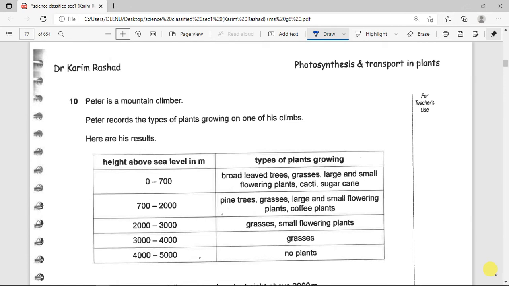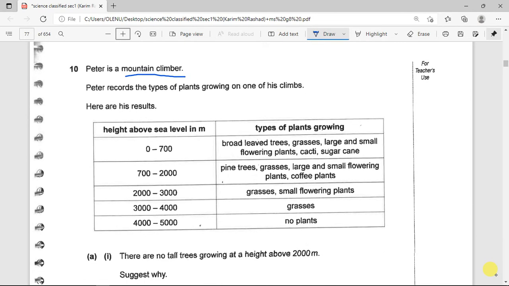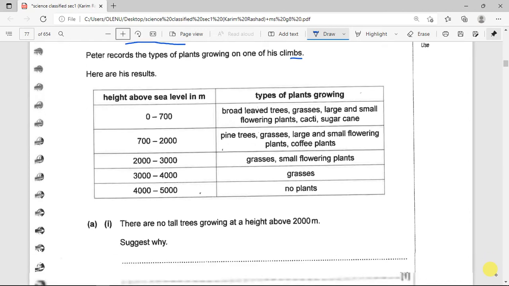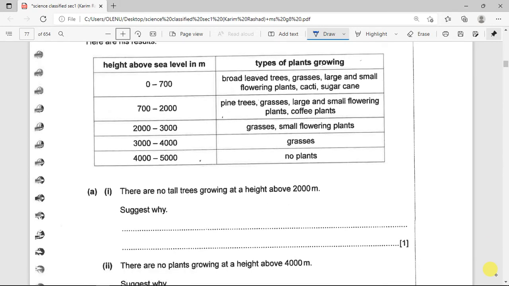Now, Peter is a mountain climber. Peter records the type of plant growing on one of his climbs. Here are his results: a height above sea level and type of plant growing. There are no tall trees growing at a height of 200 meters. Suggest why. That is because there are not enough minerals in the soil.